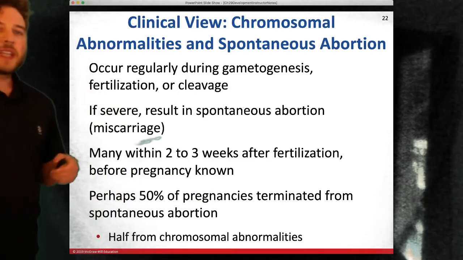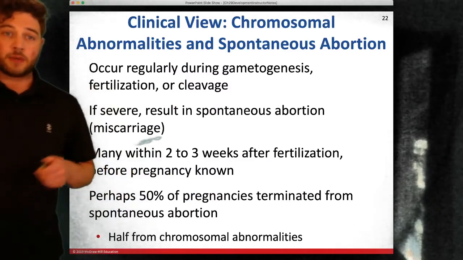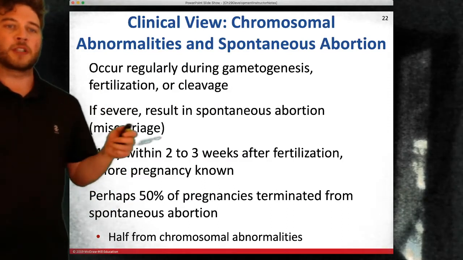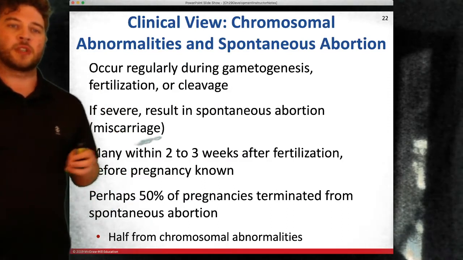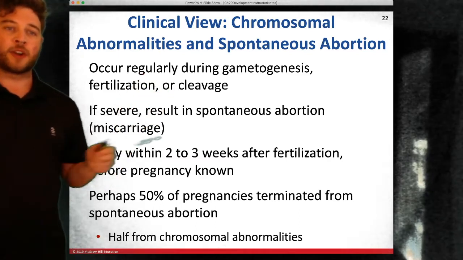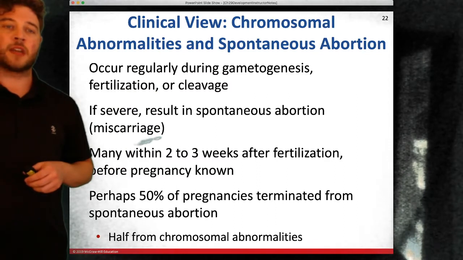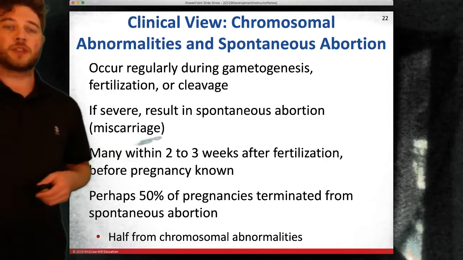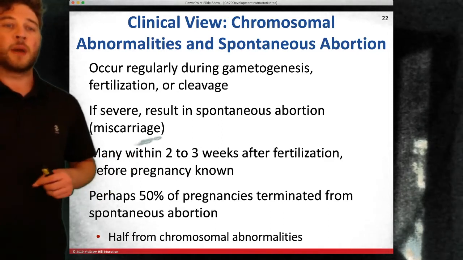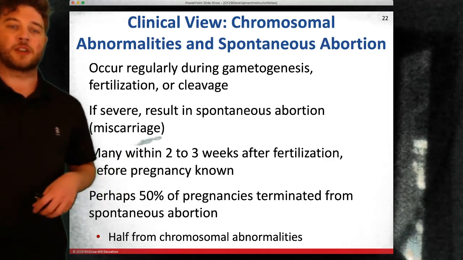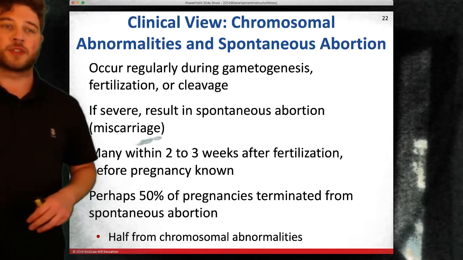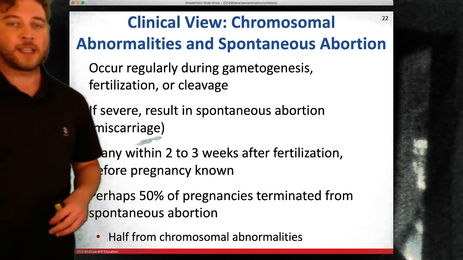Okay, chromosomal abnormalities and spontaneous abortion occur regularly during gametogenesis, fertilization, or cleavage. If they are severe, they result in spontaneous abortion, meaning if these chromosomal abnormalities are severe enough, they can result in a miscarriage. Many occur within 2 to 3 weeks after fertilization, before the pregnancy is even known. Perhaps 50% of pregnancies are terminated from spontaneous abortions. Half of those result from chromosomal abnormalities.